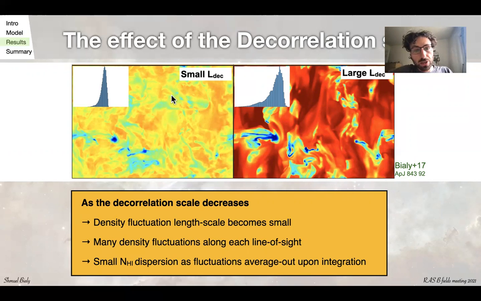And this is what we see here. This is the column density again of H1, a two-dimensional map projected onto the simulation for large on the right and small decorrelation scales, and this is the corresponding PDF. And you see that when the decorrelation is large, the PDF is wider because of this effect. You don't have the smoothing. On a small decorrelation scale, when the fluctuations are small in their size, then you have smoothing along line of sight.